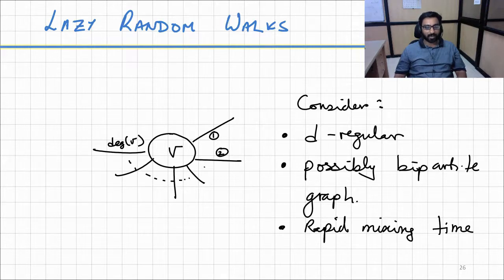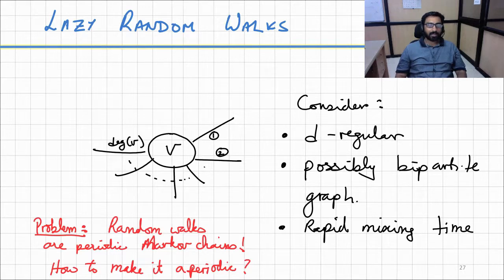But we need to be a bit careful here because the traditional random walk is actually a periodic Markov chain in this context because the graph could be a bipartite graph. Now, how do we ensure that it becomes aperiodic? And for that, we're not going to use the traditional random walk, but rather we're going to use what is called a lazy random walk.